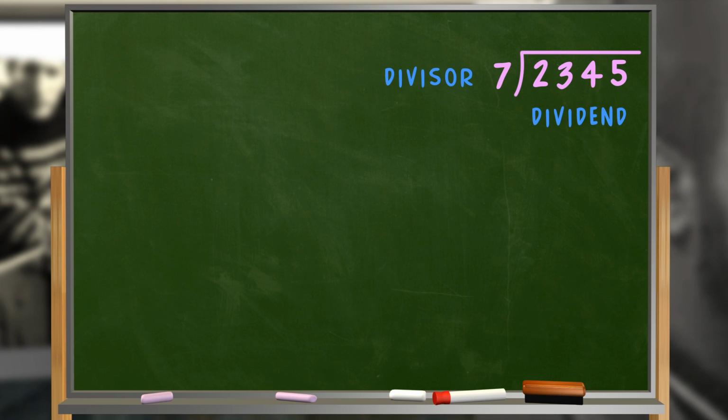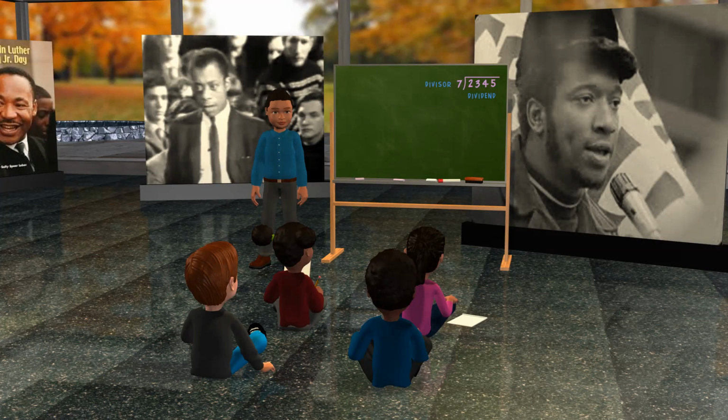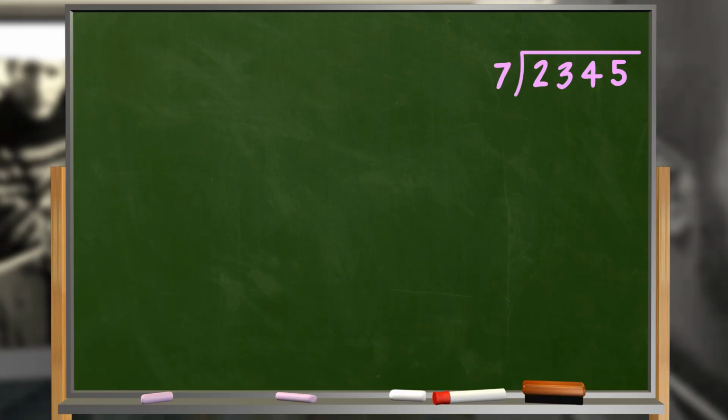Now, for all intents and purposes, let's just keep it simple. Can I put a big 7 into a little 2? No! The answer is no. So I'll move to the next digit in the hundreds place. Can I put 7 into 23? Yes! The answer is yes.